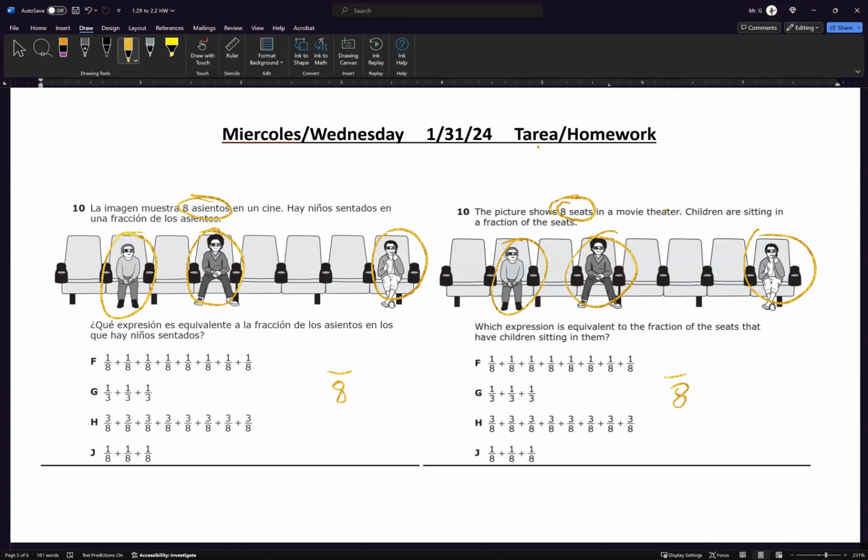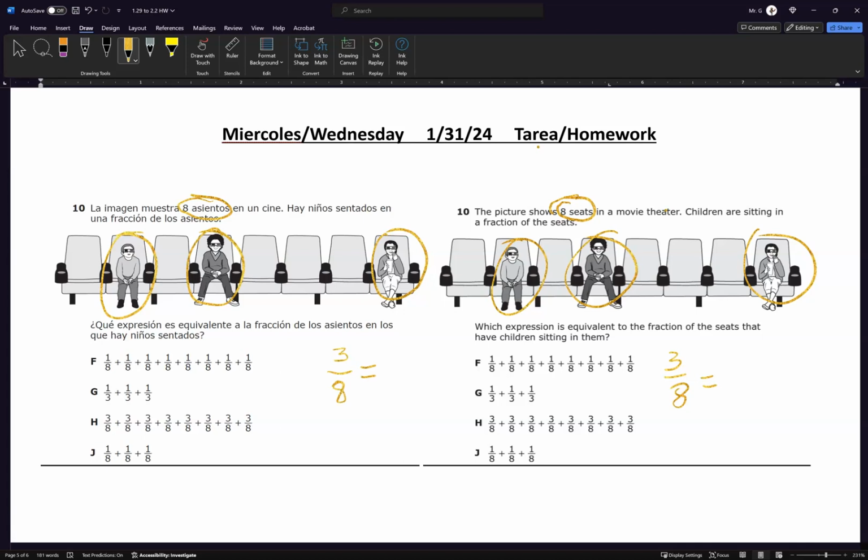Okay. Si cuento, tengo 1, 2, 3, 3 niños. So la fracción va a ser 3/8. Okay. So my fraction is going to be 3/8 because I have 3 students sitting on each of the 8 seats. So 3/8. But if you look at your answers, they're asking for an expression. Okay, so we have to write what equals 3/8. Nosotros tenemos que poner qué es lo que es equivalente a la fracción.